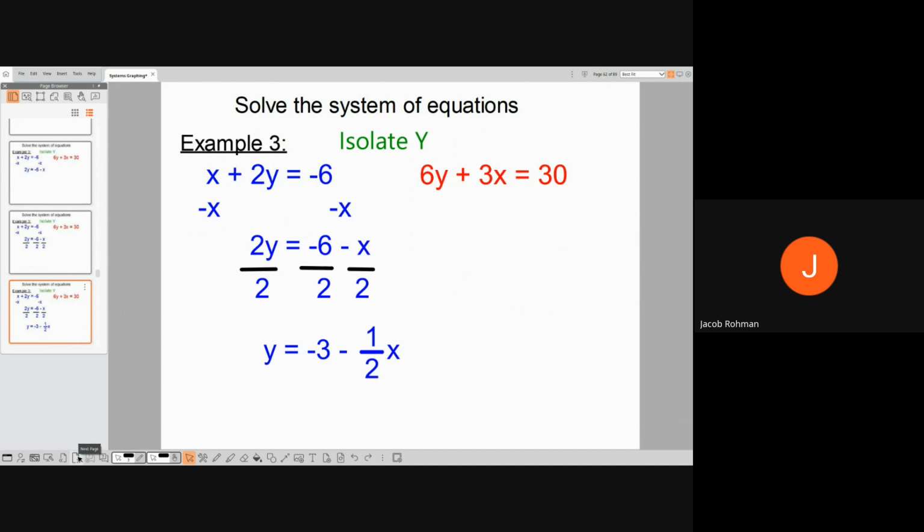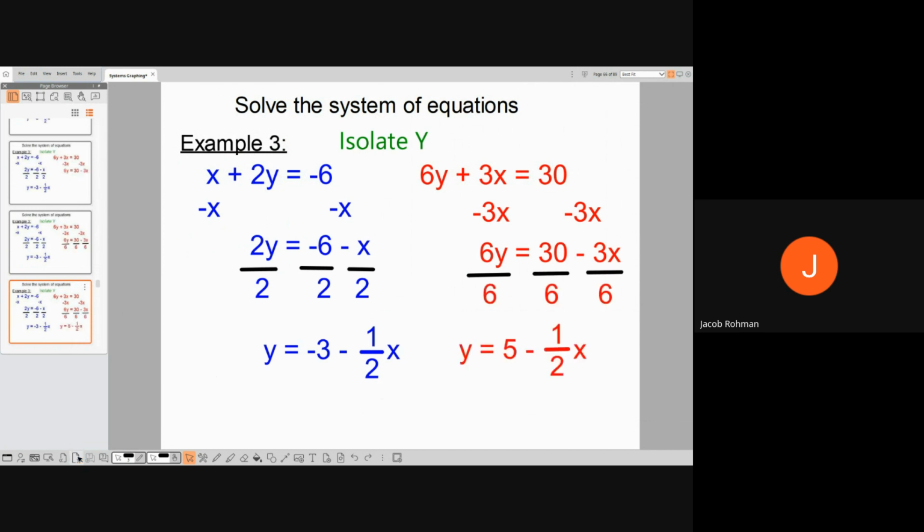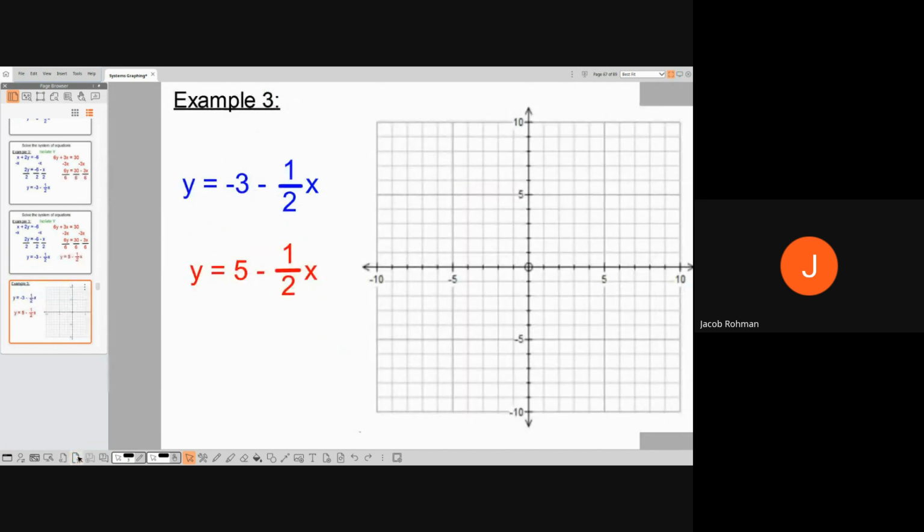Then we're going to isolate y in the red equation by subtracting 3x from both sides. And then we're going to divide everything by 6, which is going to leave us the equation y equals 5 minus 1/2 x. So if we go to graph this, we can see that they both have the same slope of -1/2, but a different y-intercept.